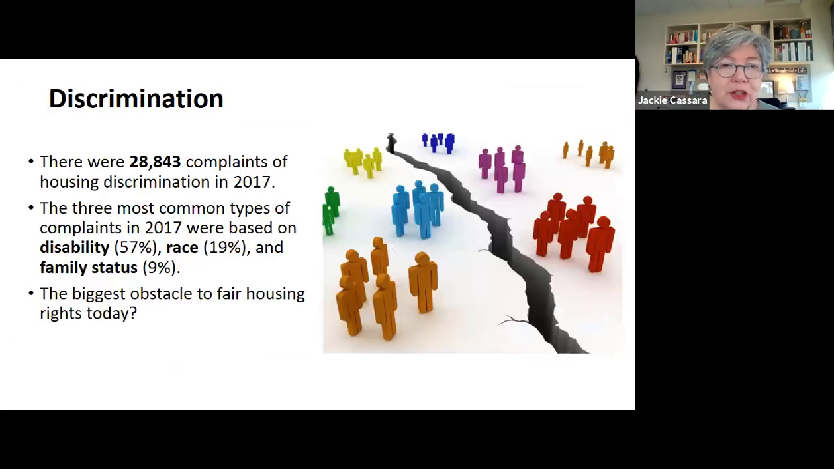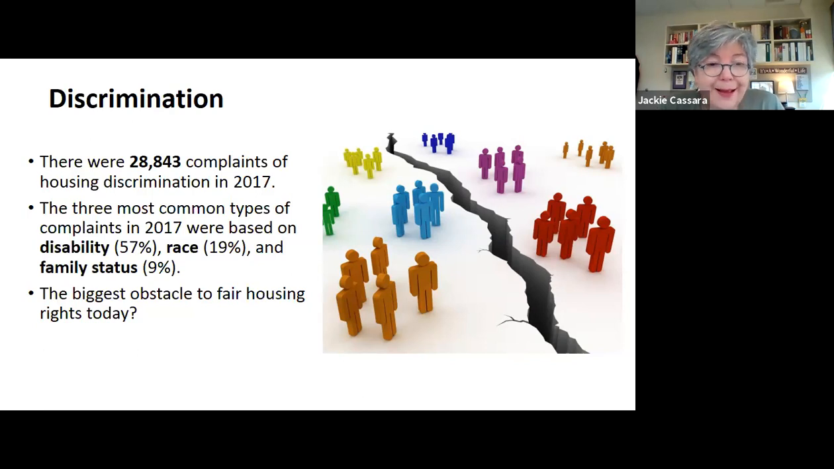So, discrimination in general, discrimination complaints in the United States, the stats that I was able to find on this go back to 2017 and were published in 2018. They update these all the time, but there was nothing readily available for the last year. But there were 28,843 complaints of housing discrimination in 2017. And I think we touched upon this. The three most common types of complaints in 2017 were those based on disability, with 57% based on disability, which is an extraordinary number; race, 19%, and that is the one that has always held very strong; and familial status, discrimination against families with children under the age of 18 and pregnant women.